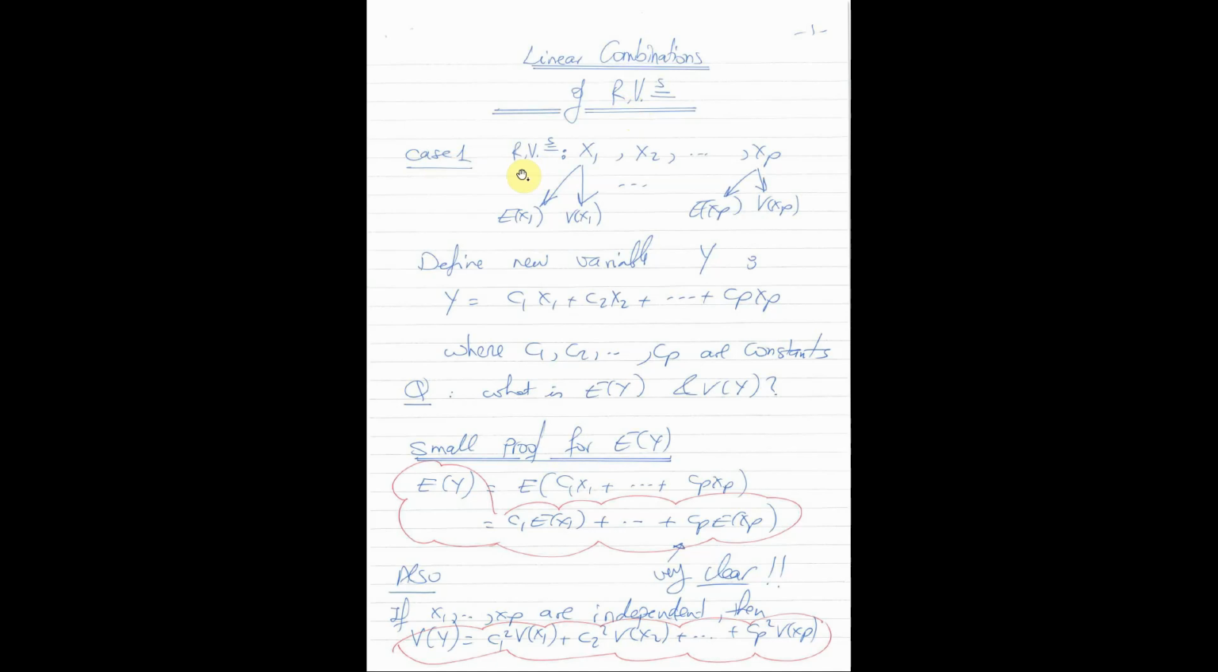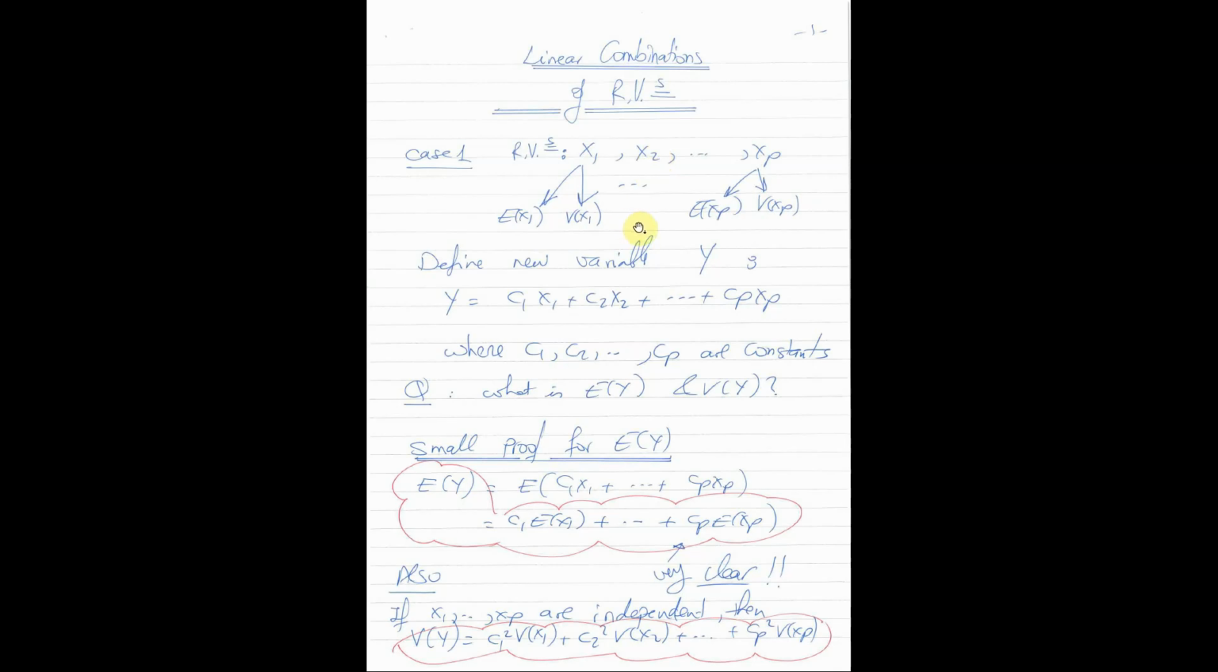We have random variables that are given: x1, x2, and so on until xp. Each one of them is a random variable. For each one of those, we know the expected value and we know the variance. So for variable x1, it has an expected value of x1 and a variance of x1, known values. For xp, the expected value of xp is known and the variance of xp is known, and for each one of the others also. So for x2, expected of x2, variance of x2, and so on.